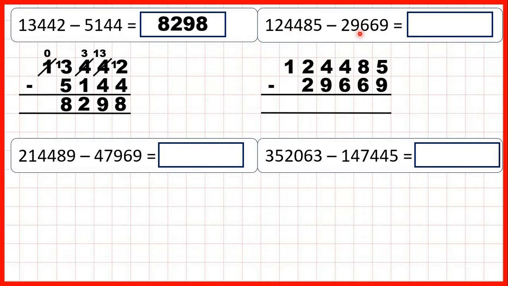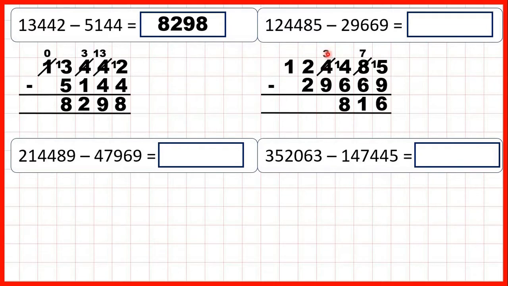Now 124,485 minus 29,669. We start on the right, but 9 is larger than 5, so we go to the left, 1 less, 1 in front. 15 minus 9 is 6, 7 minus 6 is 1. We can't do 4 minus 6, so go to the left, 1 less, 1 in front. 14 minus 6 is 8.